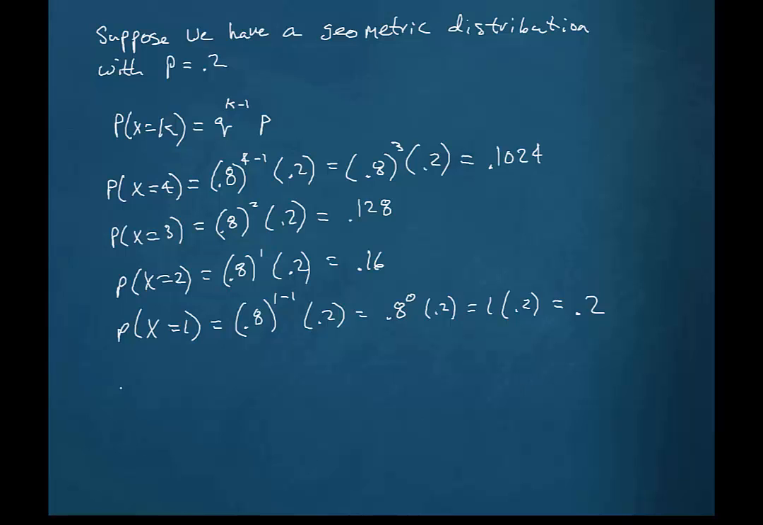Now, let's look at something here. Let's suppose that we're to find the probability that X is less than or equal to 4. Now, less than or equal to 4 would mean 1 or 2 or 3 or 4, and we realize that we're saying or every time.